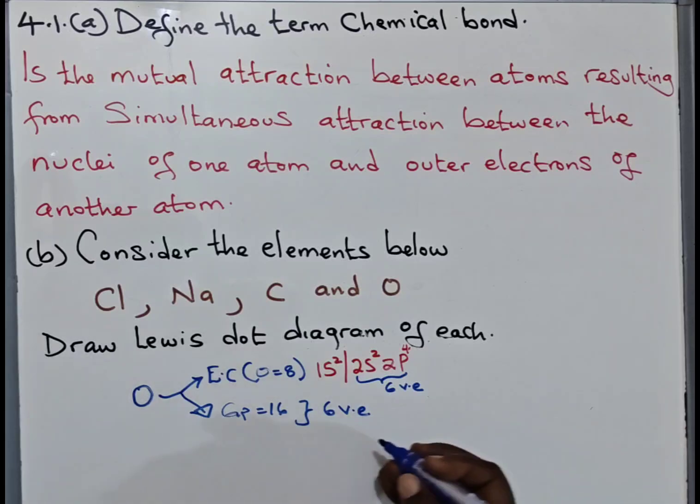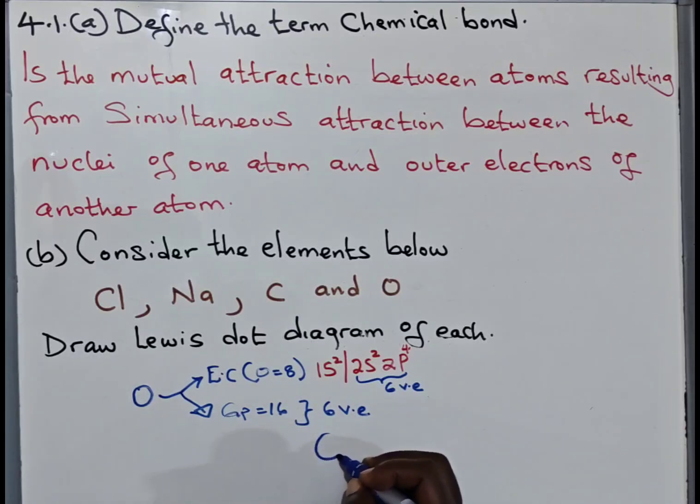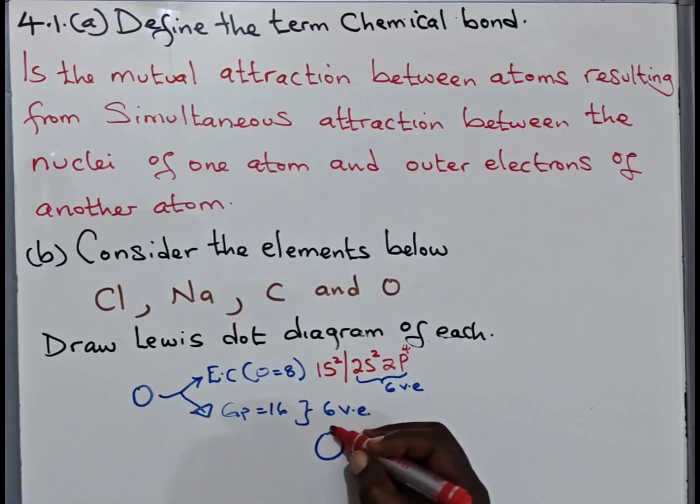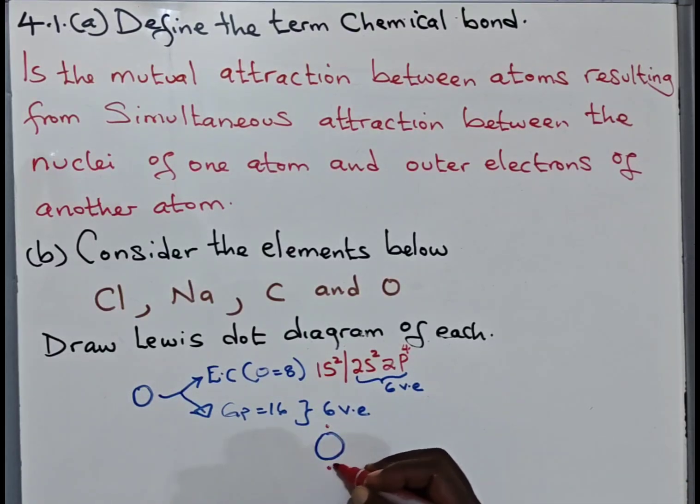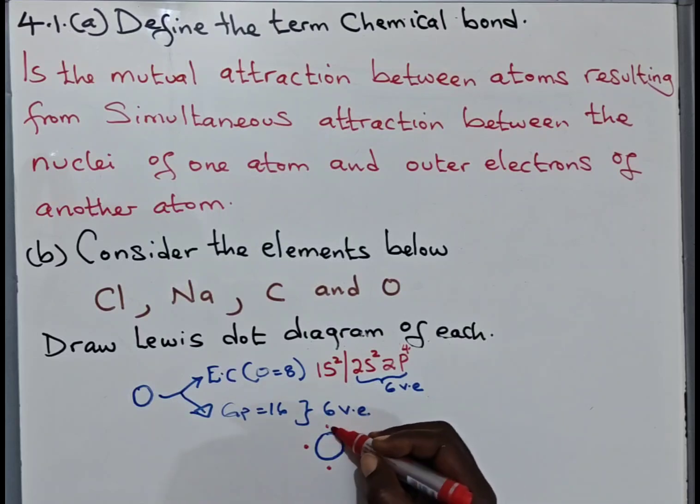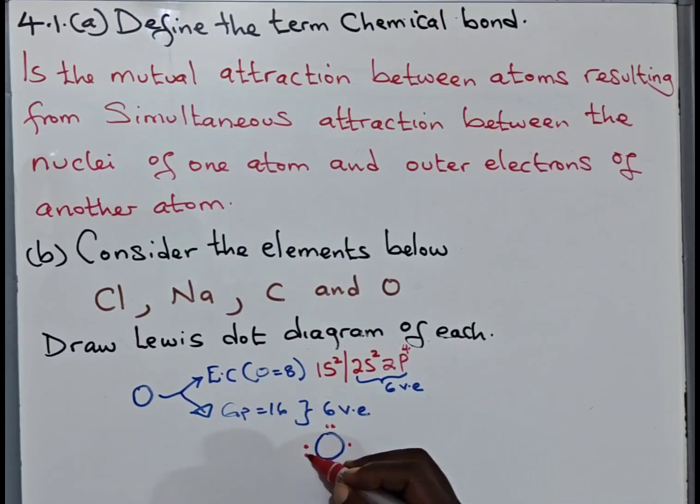So the next step is to have oxygen as our symbol, and then we distribute the electrons around it. There are 6. According to Lewis, each corner first takes up 1. Those are already 4. Then next we start pairing. This is 5 and this is 6. So what you see here is the Lewis dot diagram of oxygen.